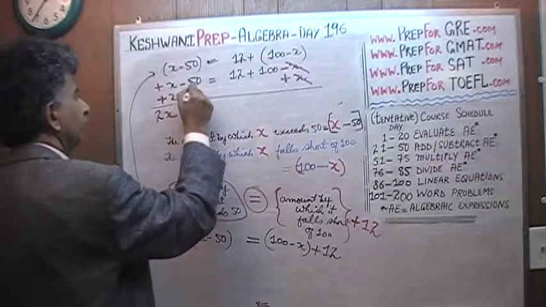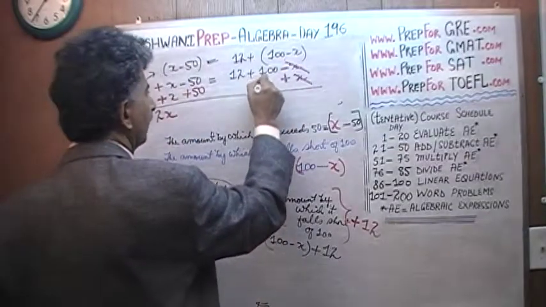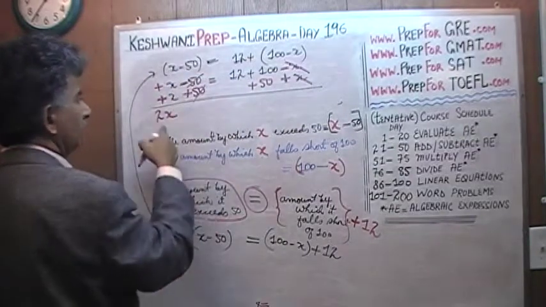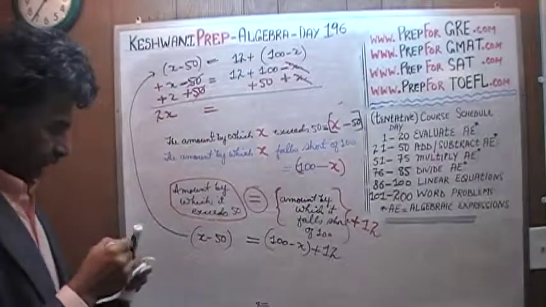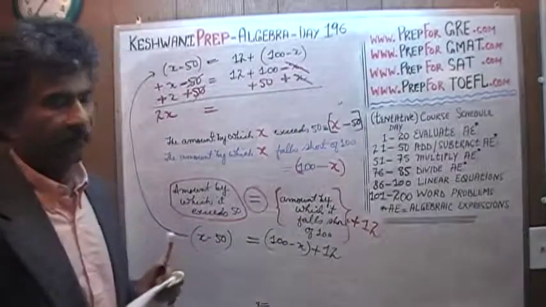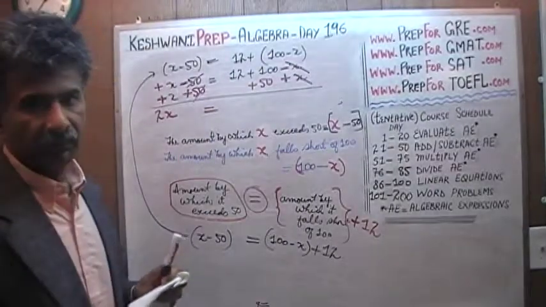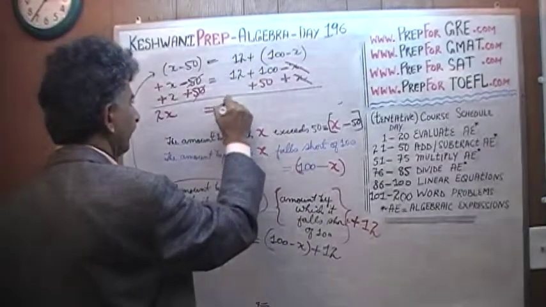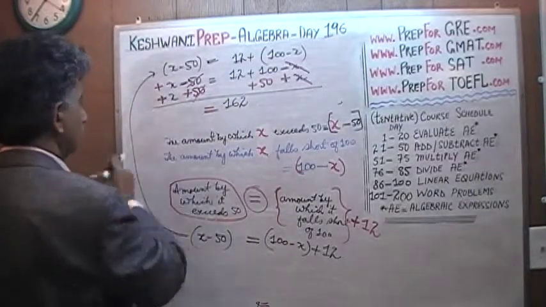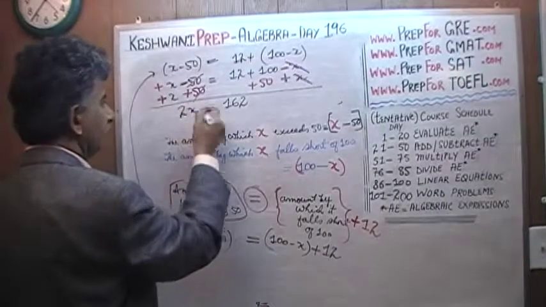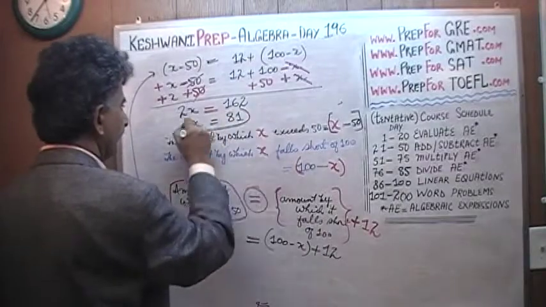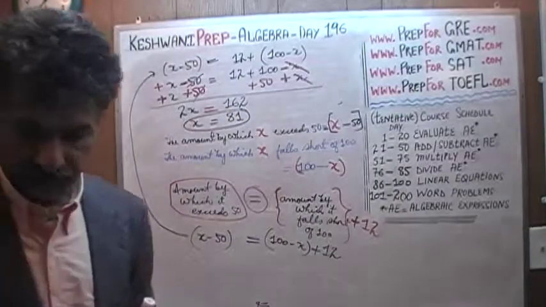And let's add 50 to both sides. So negative 50 and a positive 50 will cancel out. 2x equals 100 plus 50, which is 150, plus a 12. 150 plus 12 is 162. 2x equals 162. Let's bring the 2x closer to the equal sign. Divide both sides by 2 and you will get that x equals 81. Voila, x equals 81.